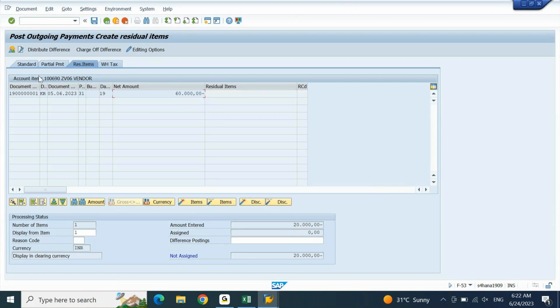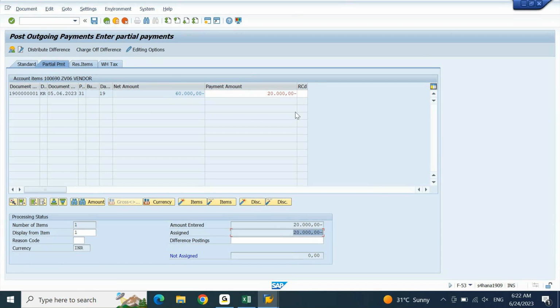Let me show you the same thing on the partial payment. On the partial payment, I don't put any sign. I'll simply put 20,000. I'm not giving any plus or minus sign. I just press enter. System is automatically taking the amount entered as 20,000.